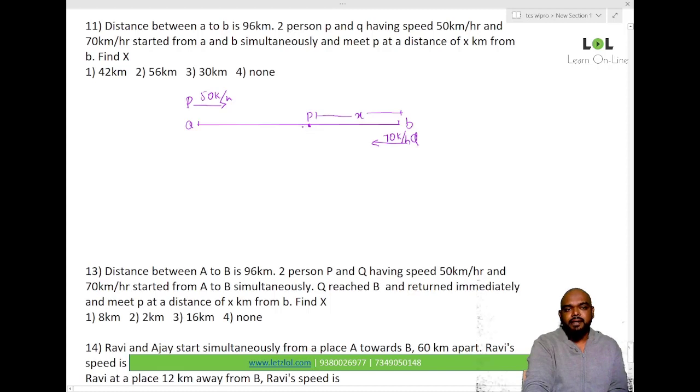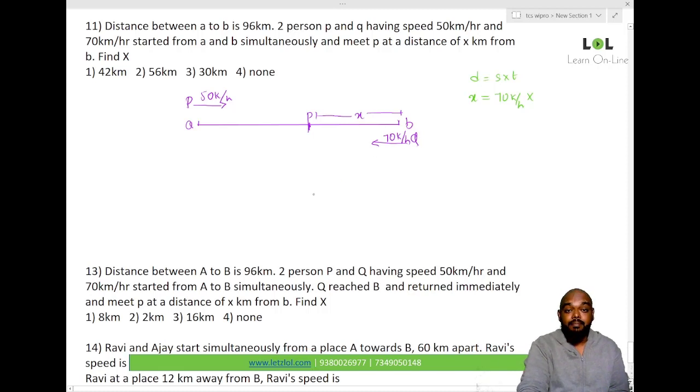Guys, understand, both are coming in opposite directions. We need to calculate the value of x, the distance between P and B. They both meet at point P, so can I say x is nothing but the distance traveled by Q? We just need to calculate the distance traveled by Q. How do we calculate distance? We know distance is speed into time. Speed of Q is 70 kilometers per hour, into time. We do not know how long he travels, so that we need to calculate first.